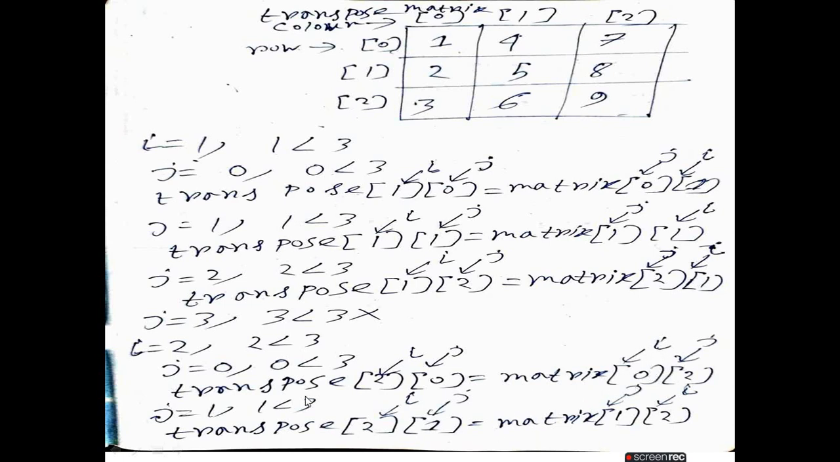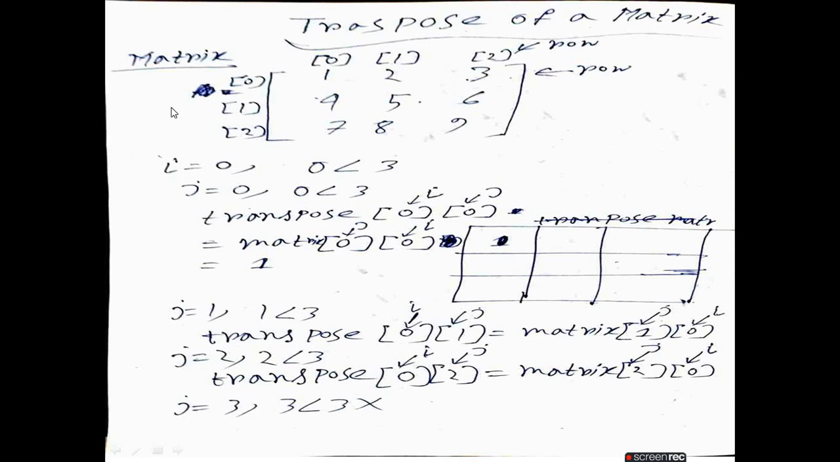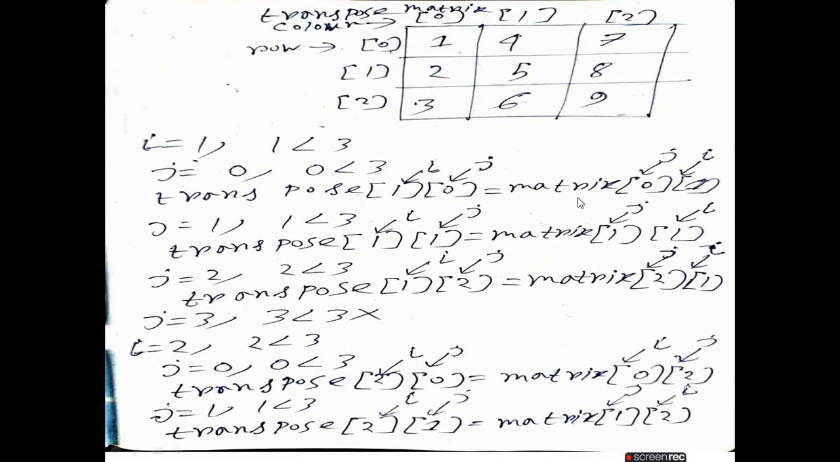J I. What is the J value? 0. What is the I value? 2. But now, what is the value of matrix 0, 2, means row 0, column 2? 3. Row 0, column 2, 3. This 3 is successfully inserted on the transpose of row 2, column 0. So this 3 is successfully inserted.